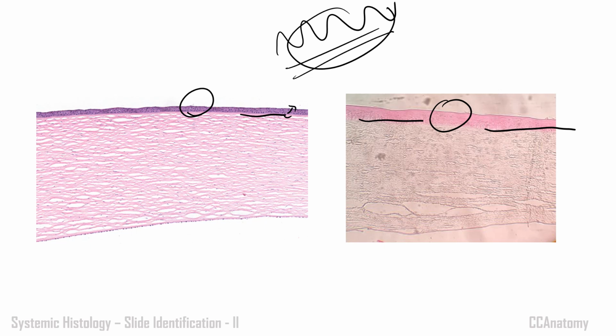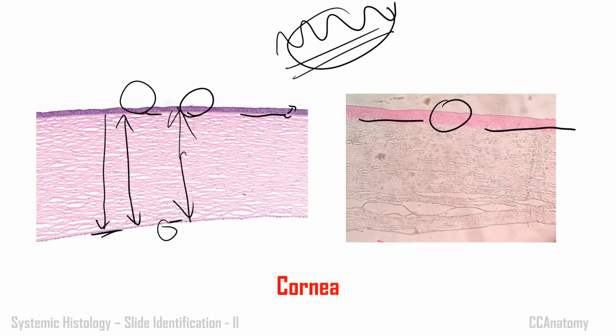Here you can clearly see three layers actually. Here the endothelium will be there, and in between the stroma will be there. But there are five layers. There are two layers in between these also, but those are very small layers, and you can't appreciate them very clearly. So with this epithelium, the endothelium and the thick stroma, you can identify this as a slide of cornea.